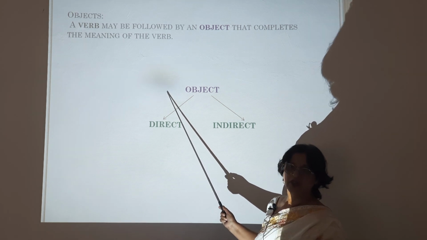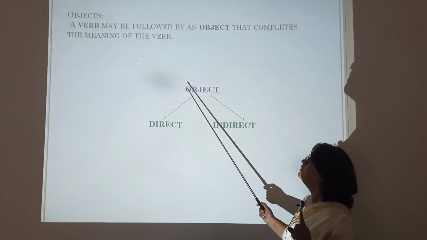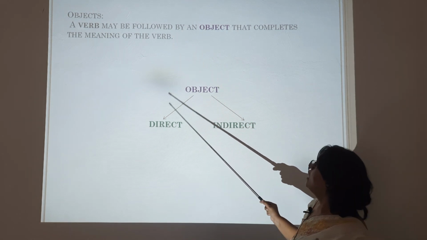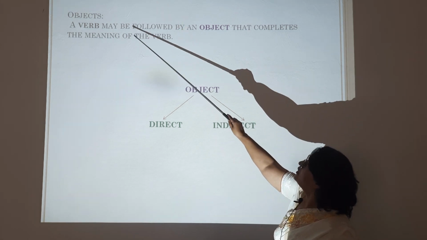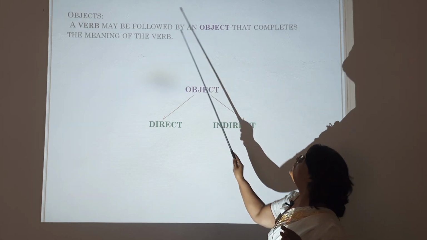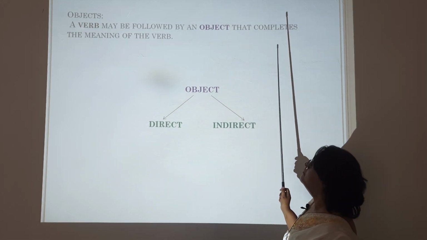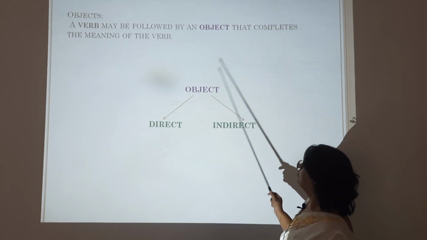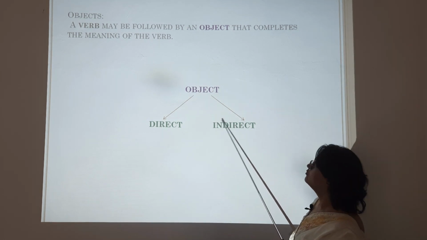It is there, it is not there, it's fine. But to make complete sense, we need the verb in the predicate. However, now that we are learning about the object, always a verb may be followed by an object, and this gives a complete meaning of the verb. Objects are classified into direct or indirect object.